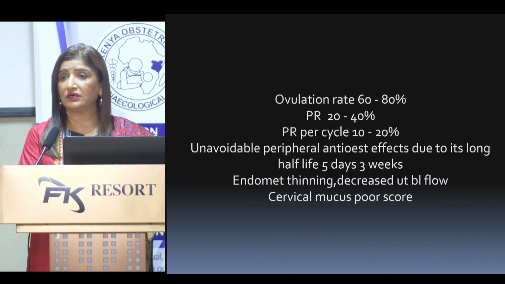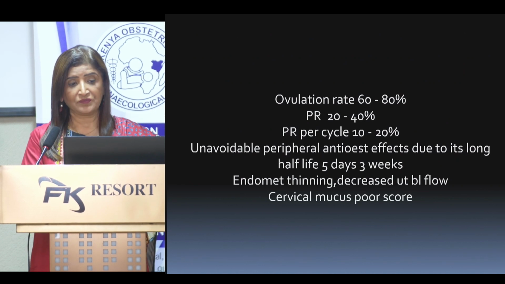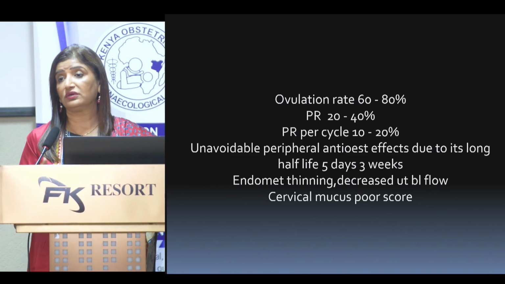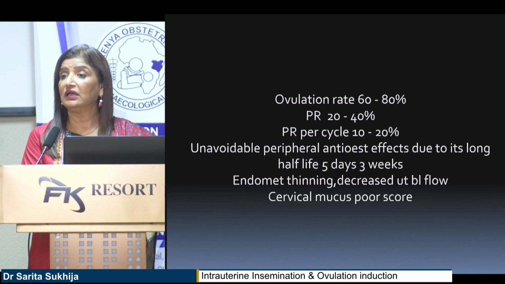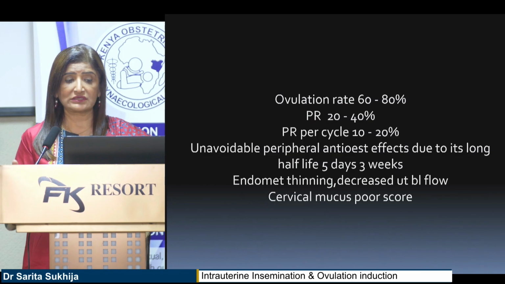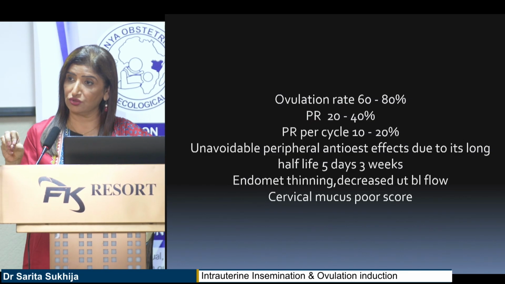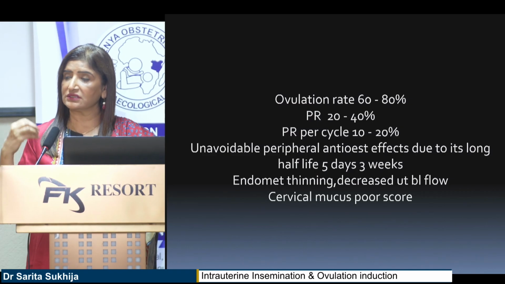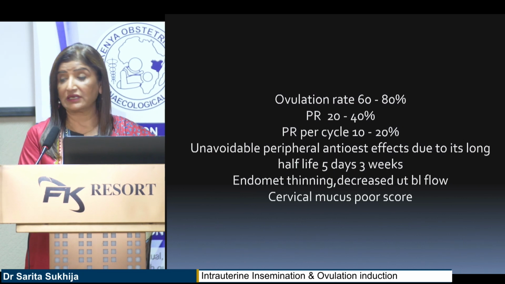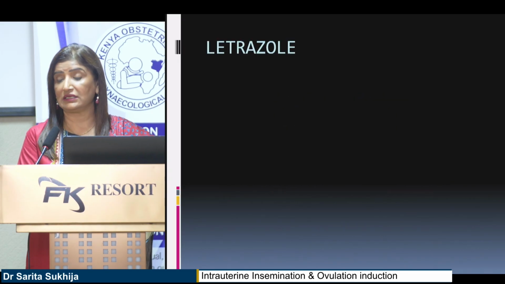But in spite of all this, with clomiphene citrate the ovulation rates are 60 to 80%, but the pregnancy rates per cycle are only 10 to 20%. Why they are so low in spite of higher ovulation rates is because of the anti-estrogenic side effects and the longer half-life. It blocks the estrogen receptors in the endometrium as well as in the cervix, so the endometrial thickness is not very good, and the cervical mucus also gets affected, and that is why it is not giving very good pregnancy results.